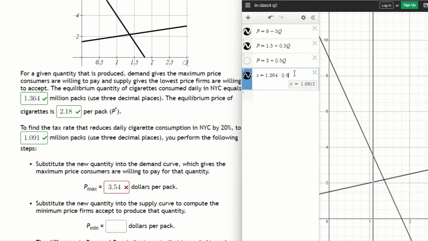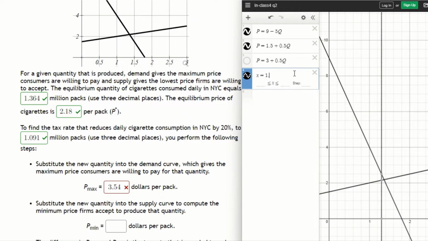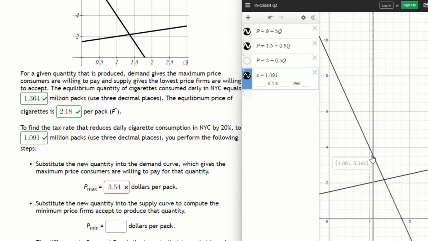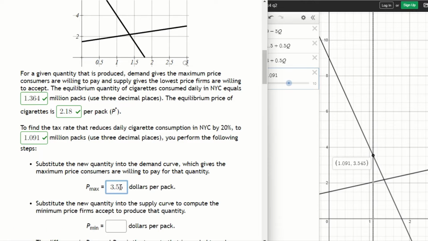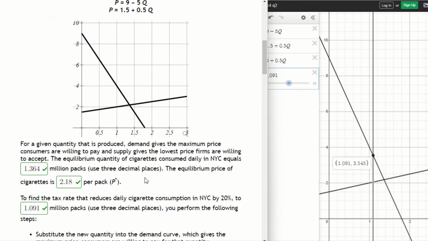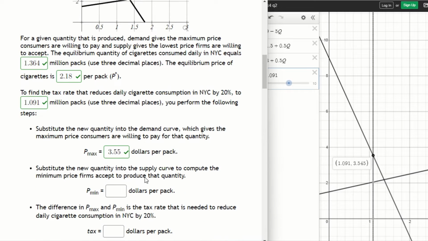Let me change this to 1.091. Okay, now let's redo that again. Okay, so now we got 3.55, right? So rounding off makes a difference. I'm going to use rounded off numbers to get these values.